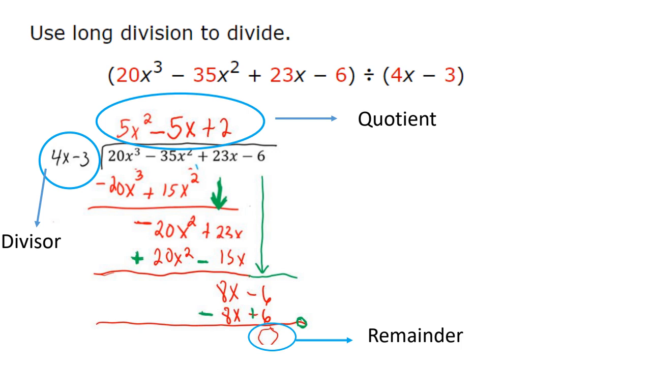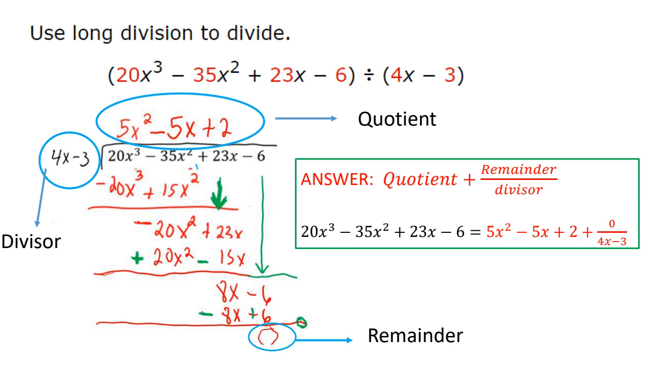Okay, so again, the number outside here is called my divisor. The answer that I have here, or the numbers that I was multiplying to get to a remainder of 0, is called the quotient. Okay, and then sometimes we're not always going to get a 0 as our remainder. Okay, and I'm going to show you how we handle that as well.